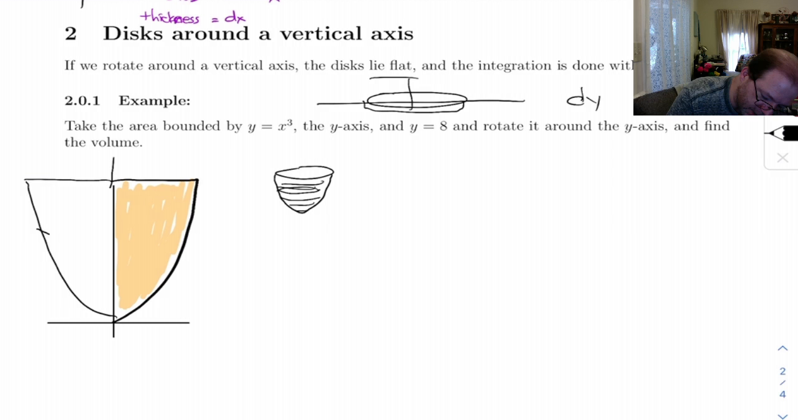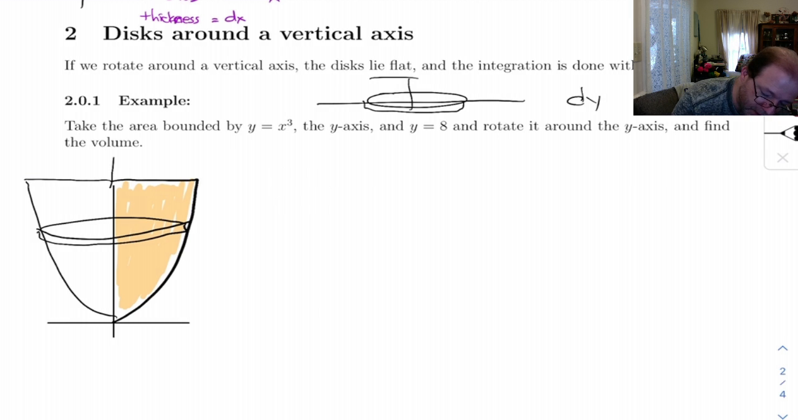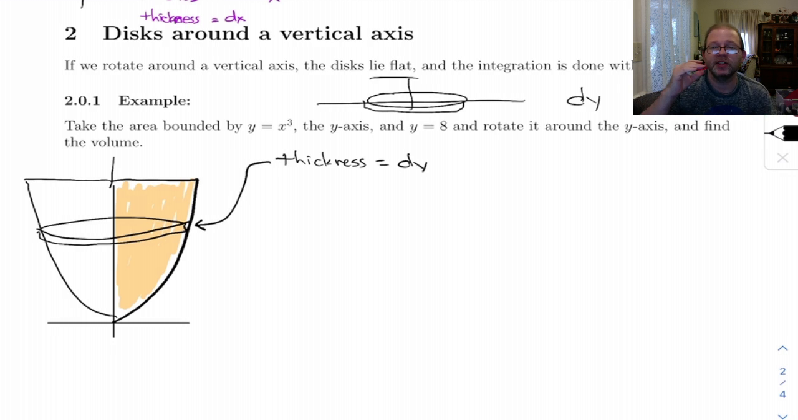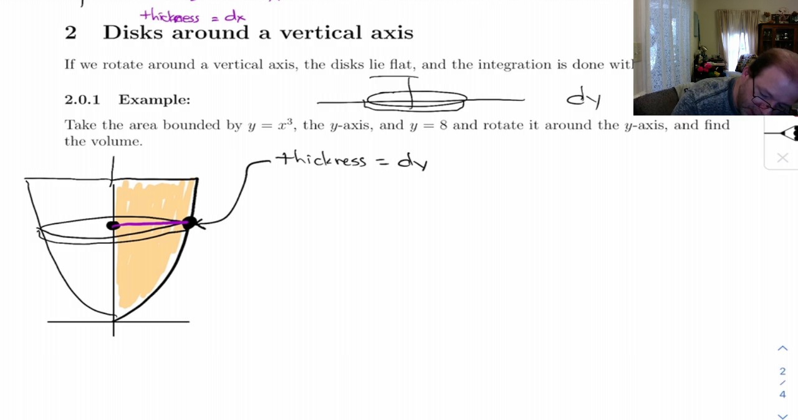So I'm just going to draw in one disk again, just in the middle somewhere. And we've got to again work out the thickness and the radius. Now, the thickness here is dy. It's a tiny change from the bottom to the top of that disk, and so that's a tiny change from one y value to the next. So thickness is dy. Now we've got to work out the radius, and so we need these 2 points and the line between them. But we need this in terms of y.